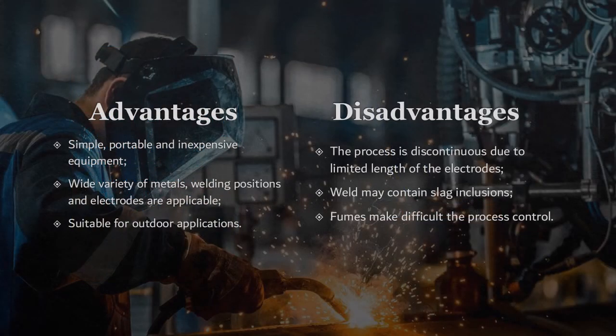Next, we are moving to the advantages and disadvantages of SMAW. The advantages of SMAW are simple, portable, and inexpensive equipment, and a wide variety of metals, welding positions and electrodes are applicable, and it is suitable for outdoor application. But for the disadvantages, the process is discontinuous due to the limited length of the electrodes. Welds may contain slight inclusions, and fumes make process control difficult.